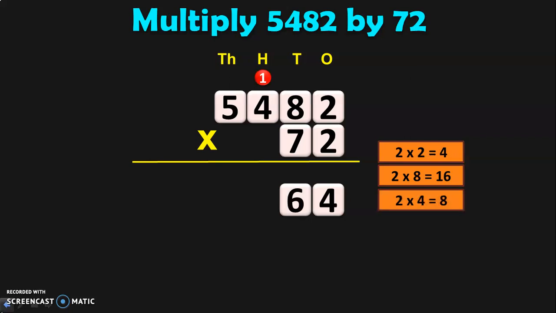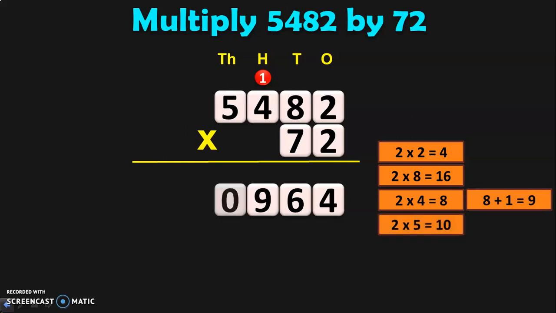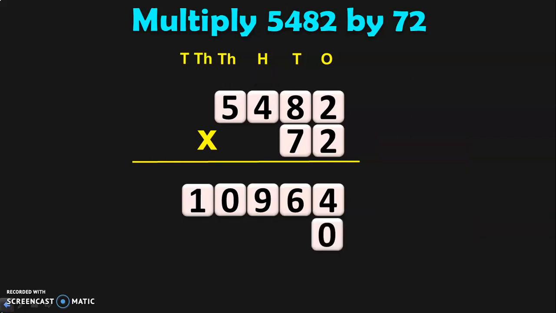2 into 4 is 8. 8 plus 1 is 9. Next 2 into 5 in the thousands place will give you 10. So 0 in the thousands place and the 1 has to be moved to the next place value, 10,000. So next, what are we going to do? We are going to multiply 5,482 into 70, because 7 is in the tens place. I have put a 0 in the ones place already. So now we can start multiplying 7 into 2. 7 into 2 is 14. 4 carry over 1.